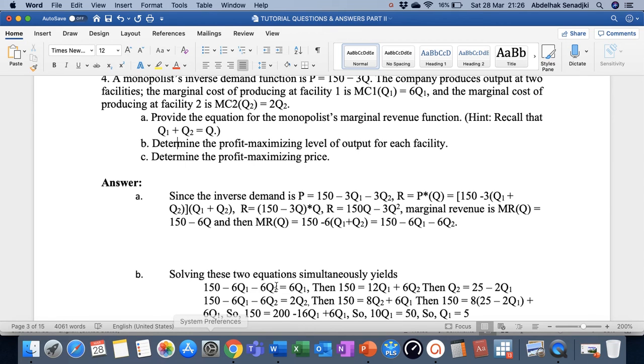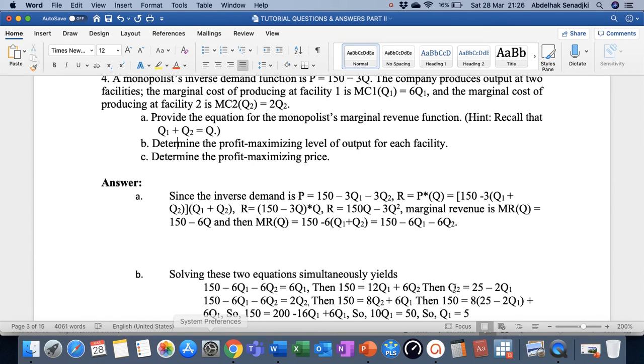With the first equation, we will have 150 equals, this 6 we bring here, 12Q1 plus this 6Q2, bring here, 6Q2. Therefore, Q2 equals 25 minus 2Q1. So we put this Q2 here. Therefore, we will have 150 minus 6Q1 minus 6Q2 equals 2Q2. Therefore, 150 equals 8Q2. So please bring here 6Q1. This 6Q2 bring it here. 6Q2 plus 2Q2 become 8Q2 plus this 6Q1. Therefore, 150 equals 8.